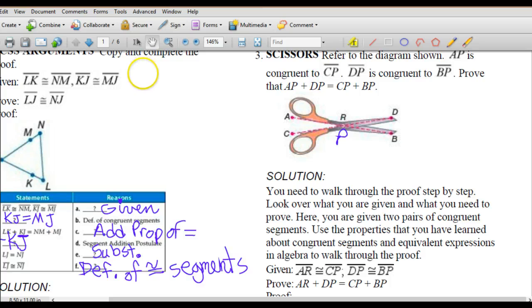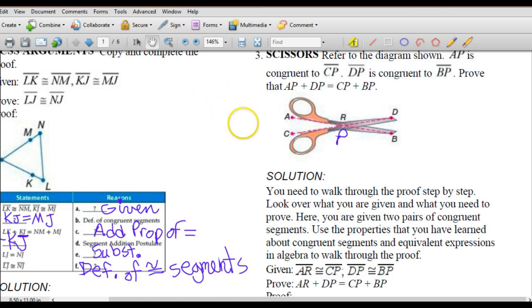For number 3, we want to refer to the diagram shown. AP is congruent to CP, and DP is congruent to BP. Prove that AP plus DP is equal to CP plus BP. So this length and this length added together is equal to this length plus this length.